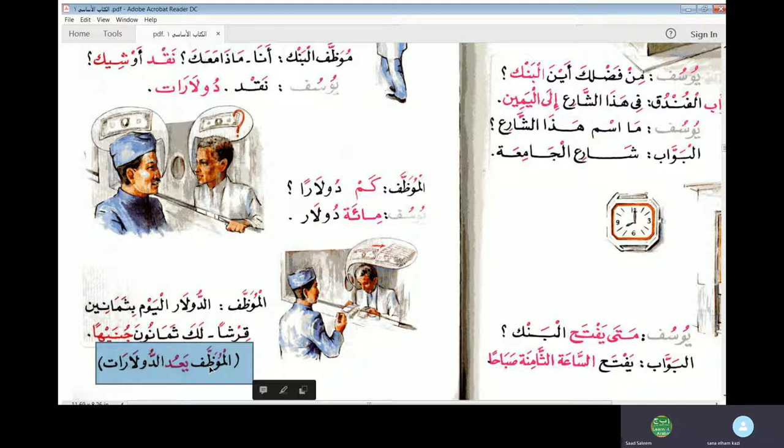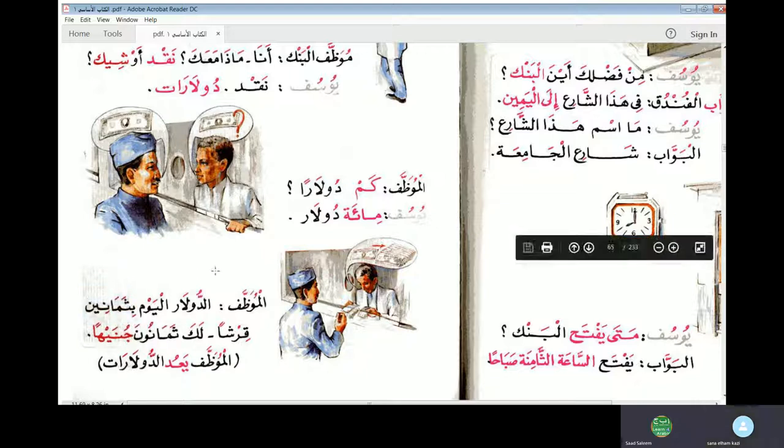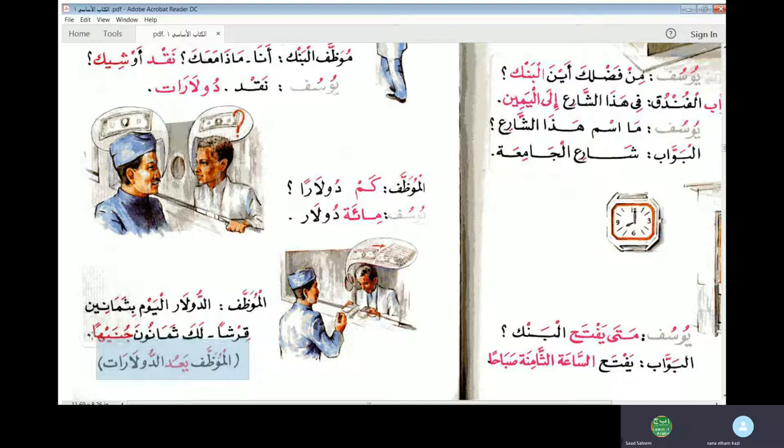Samanina and Samanuna, what is the question? When it is mansub or majroor, it is Samanina. When it is marfu, it is Samanuna. The bank receptionist counts the dollars.